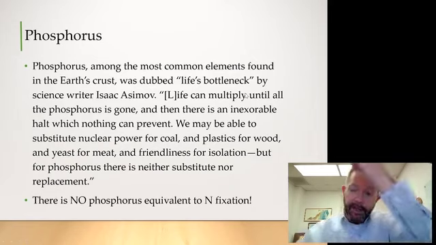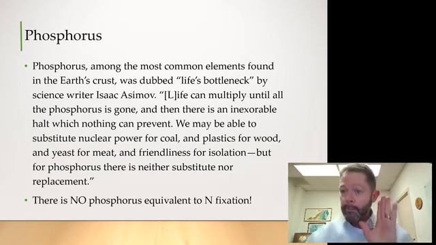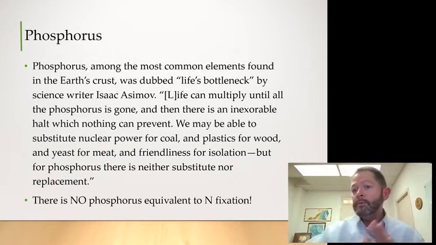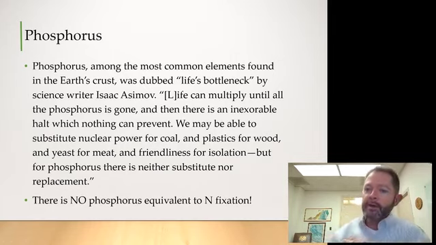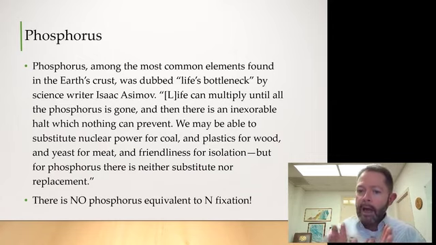Phosphorus is another interesting element, and I'll tell you, in most soils of the humid and some subhumid tropics, phosphorus availability is often the biggest bottleneck. I like what this slide says. Isaac Asimov, who's a late science fiction writer, said that phosphorus was life's bottleneck. Life can multiply until all the phosphorus is gone, and then there is an inexorable halt which nothing can prevent.